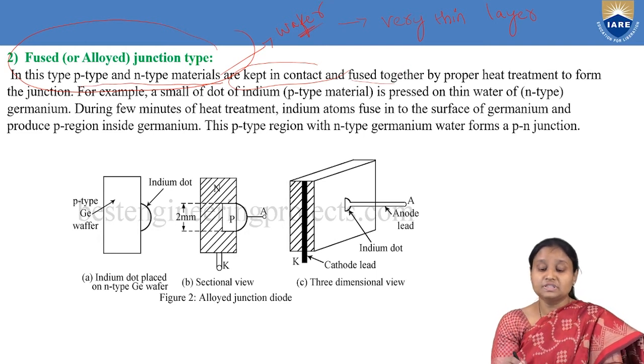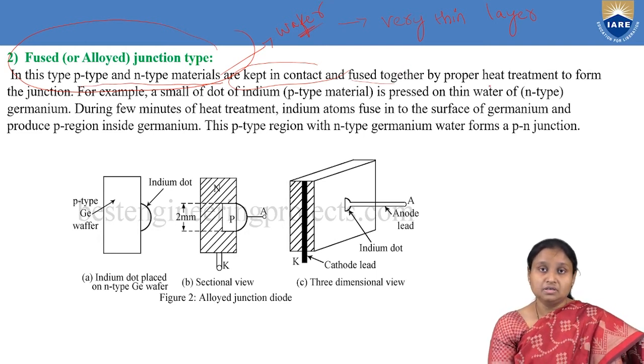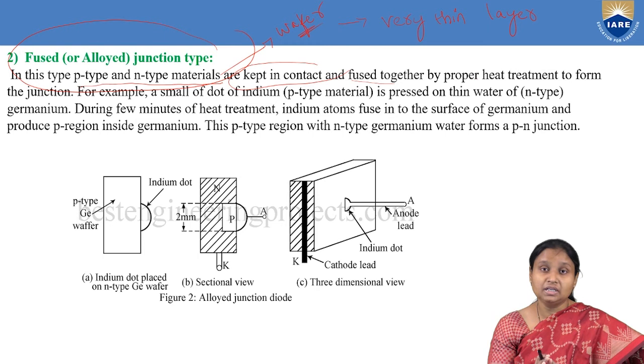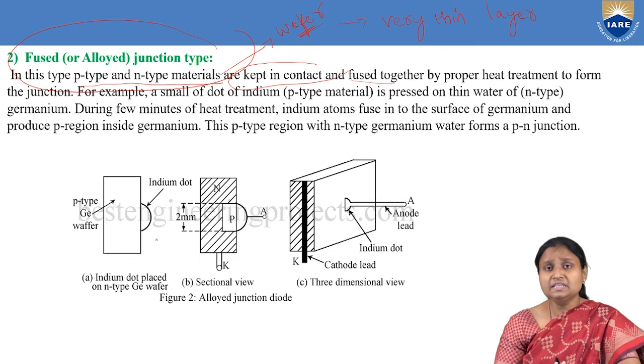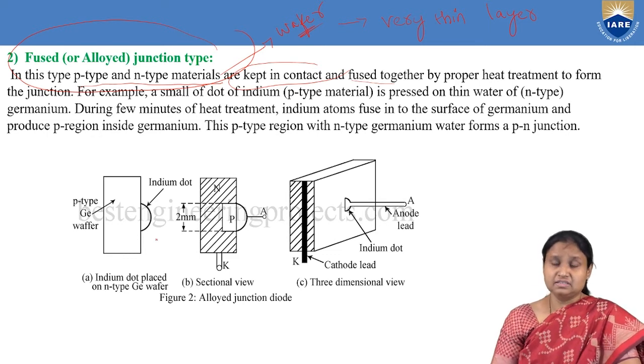How we'll try to fuse them? By going for heat treatment. So by going for proper heat treatment, we'll try to make this p-type and n-type layer get fused to each other. And this particular phenomenon, it is called as fused or alloyed junction type. And as you can see, one method is explained in the figure given in this slide.